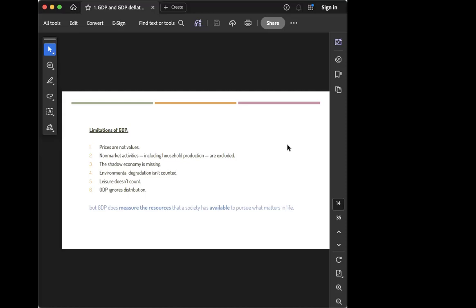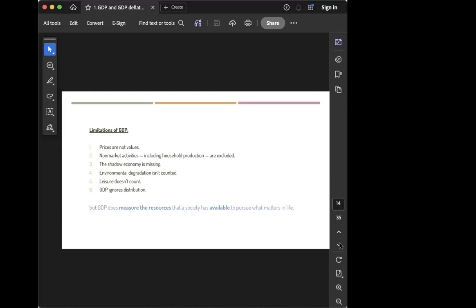Lastly, GDP ignores distribution, which means that GDP can be high even if income is very unequal. So basically, GDP does not measure happiness or fairness directly, but it does measure some of the resources that society has available. And that is probably why economists still use it as an important indicator.